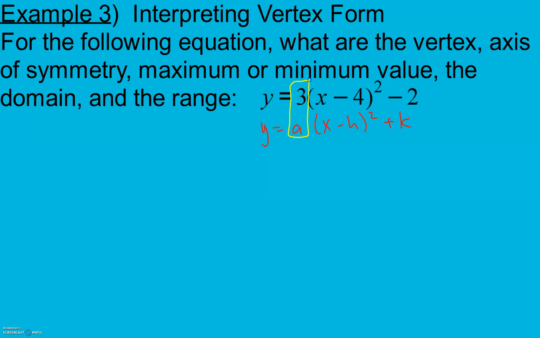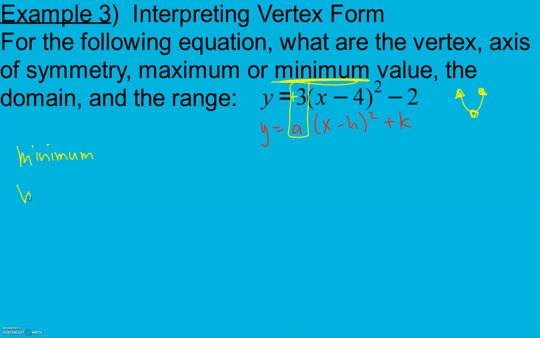Right now my a value is 3. That's my stretch or my compression. It's also a positive 3, which means it's going to be a happy face parabola. And that helps us out because it tells us whether or not we have a maximum or a minimum. Happy face parabolas have a smallest value, a minimum. So we can pick out that there's going to be a minimum right away.